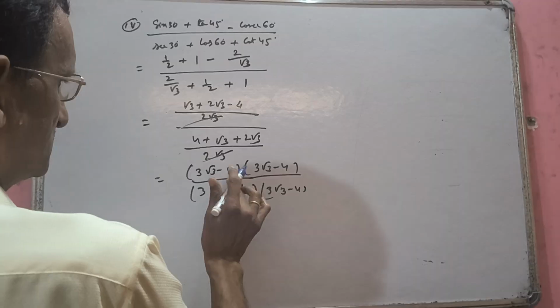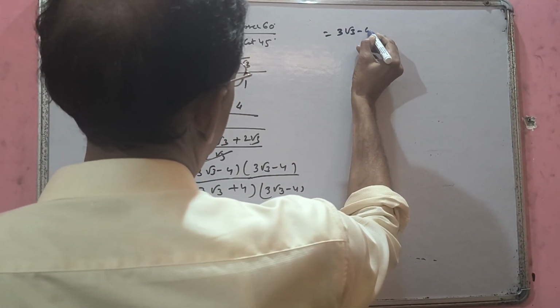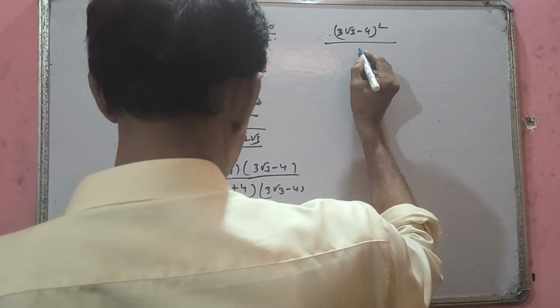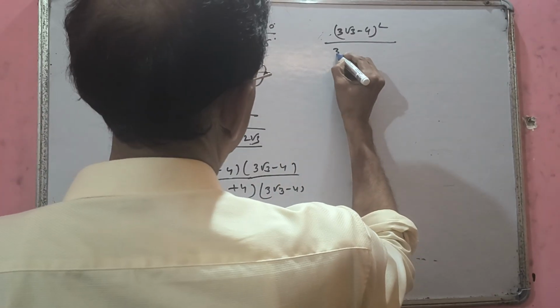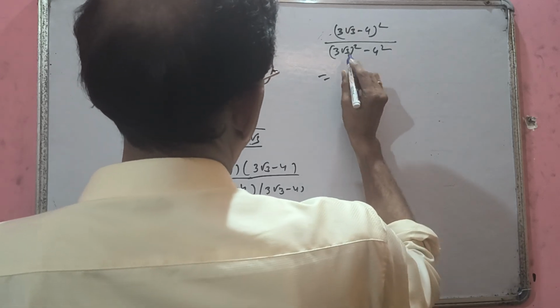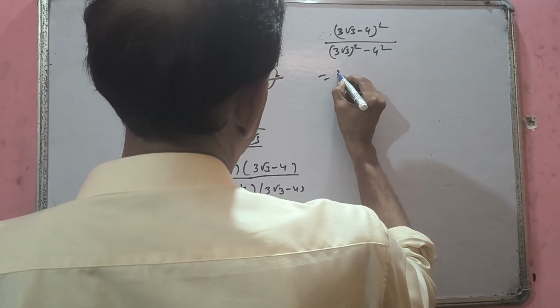How much will you get? (3√3 − 4)² — twice the same thing. So (3√3 − 4) whole square, by the formula (a − b)² = a² − 2ab + b². Here a² is (3√3)² and b² is 4². This is how much? 9 times 3 is 27.